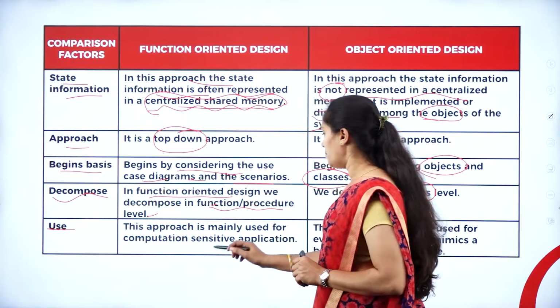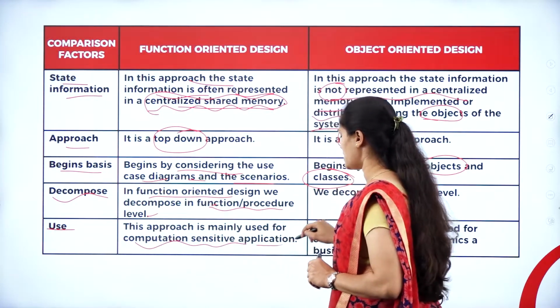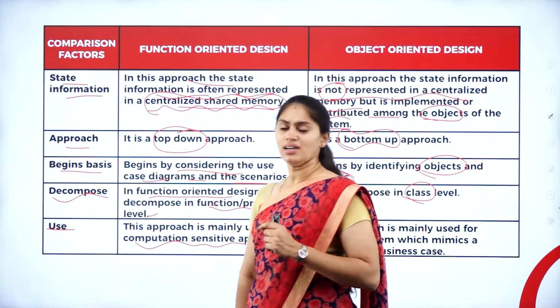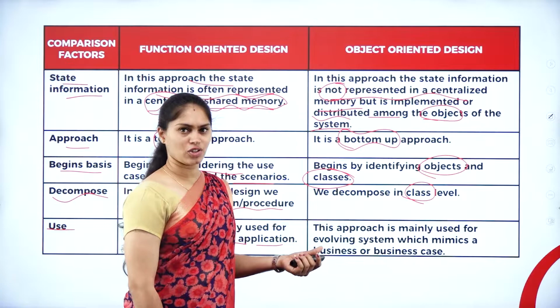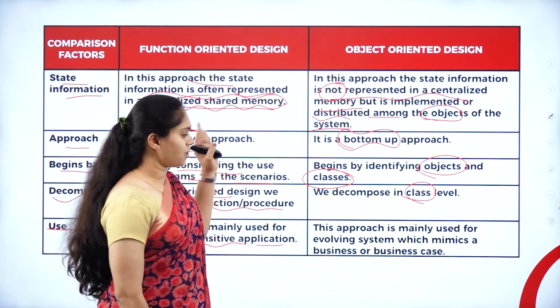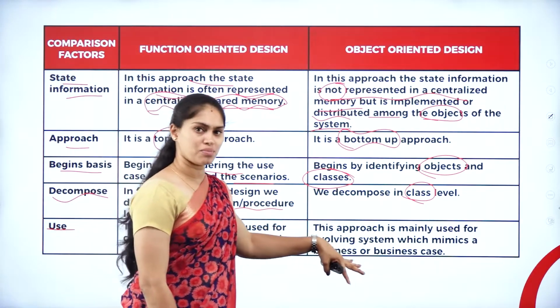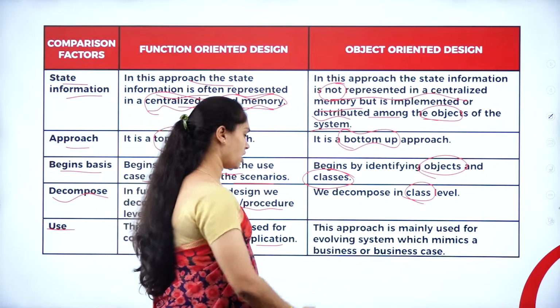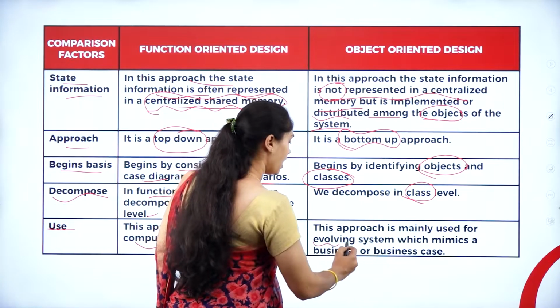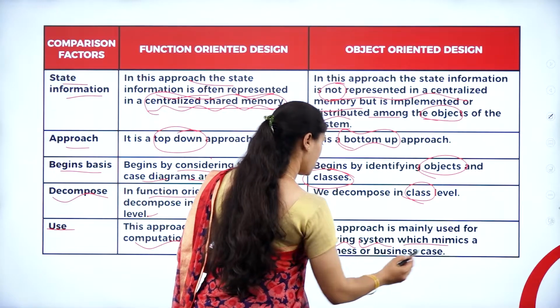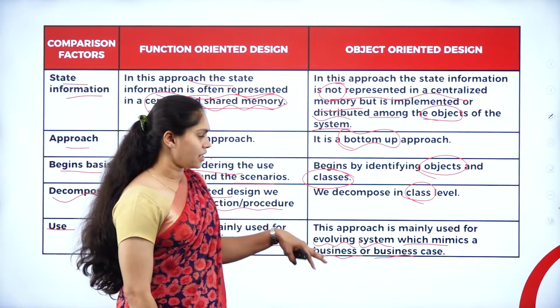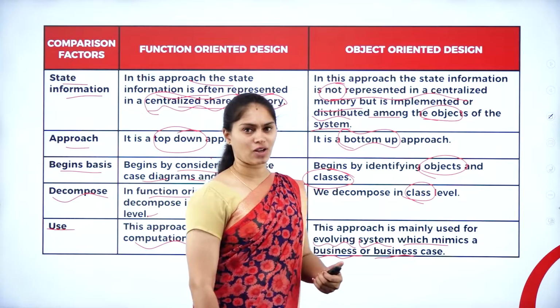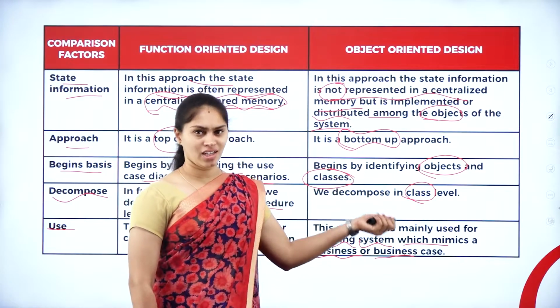So it will mainly be used for computation sensitive applications. When the computation is sensitive in an application, there we are going to use function oriented design. And object oriented design can be used where we are dealing with an evolving system which mimics a business or a business case. In that application, we are going to use object oriented design.